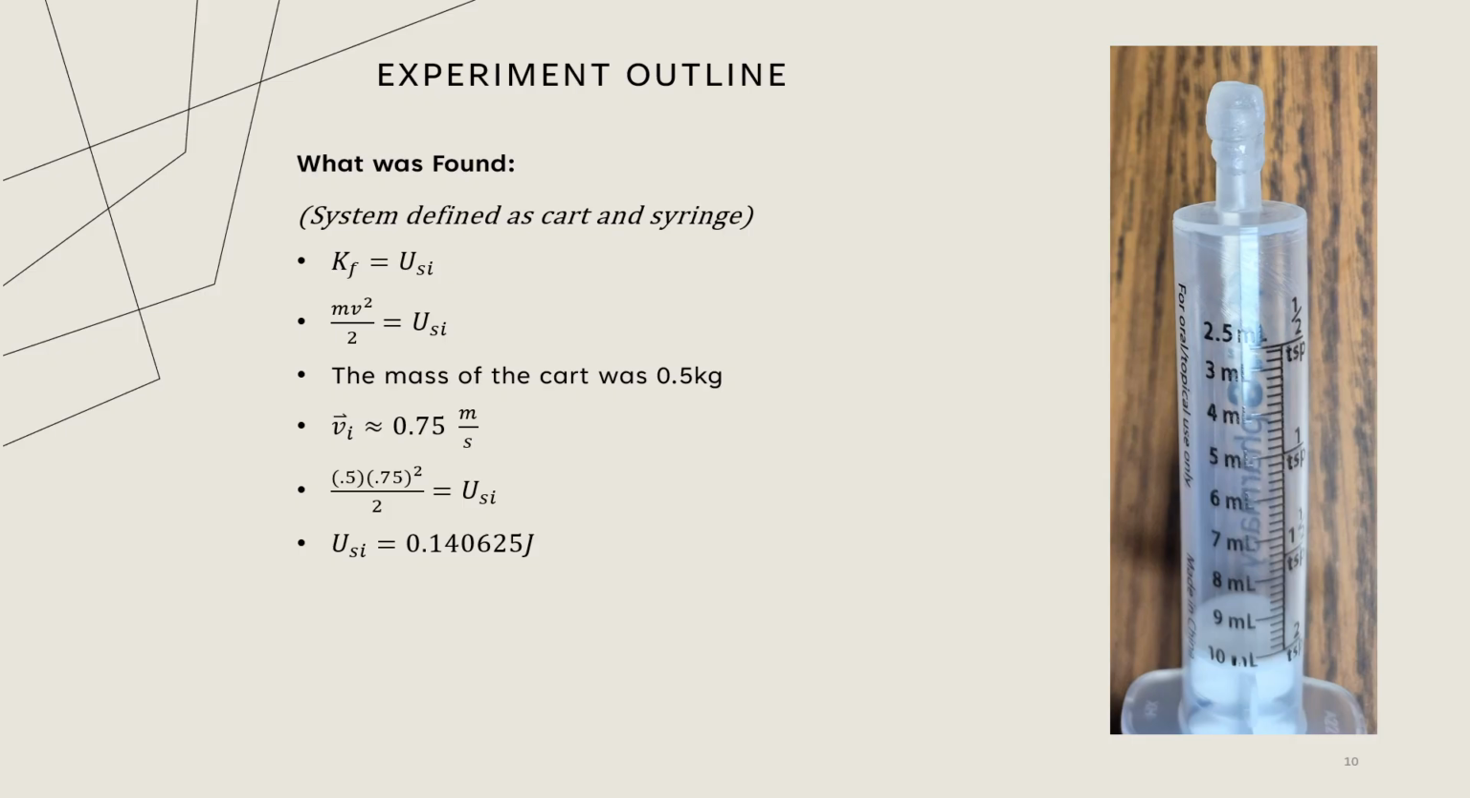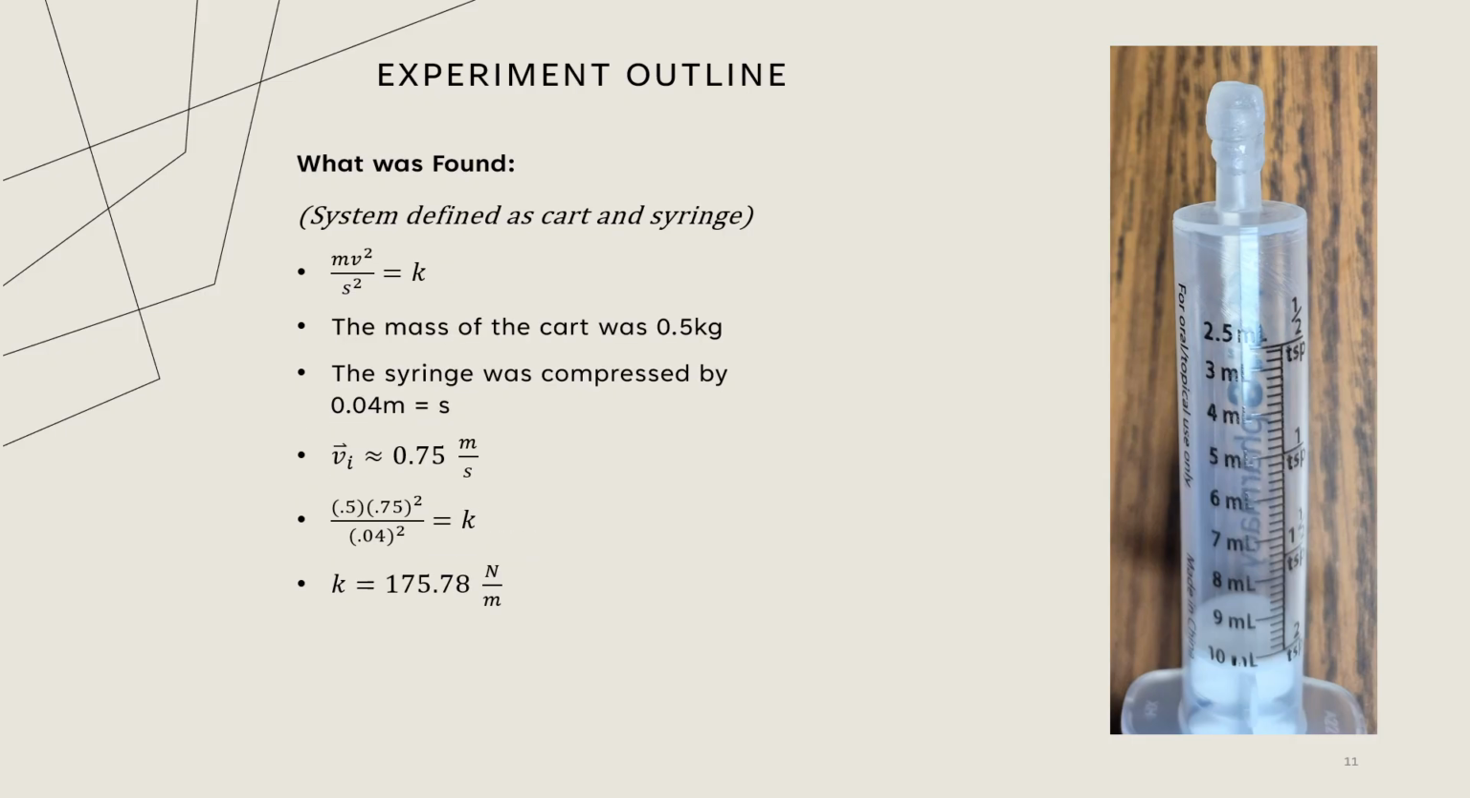For our calculations, we define the system as the cart and the syringe, so we can see that our K_f equals U_si. When we solve this, we knew that the mass of the cart was 0.5 kilograms. So when we plug in all of our data, we get that it stored about 0.14 joules of energy, which is not a whole lot, but it is a fairly small syringe.